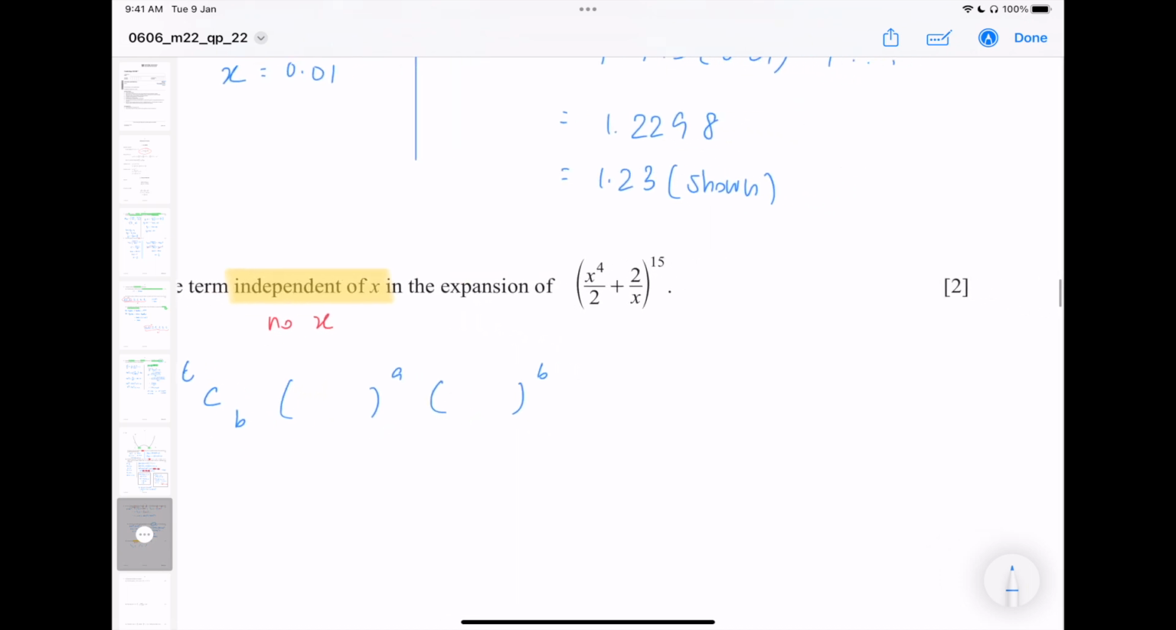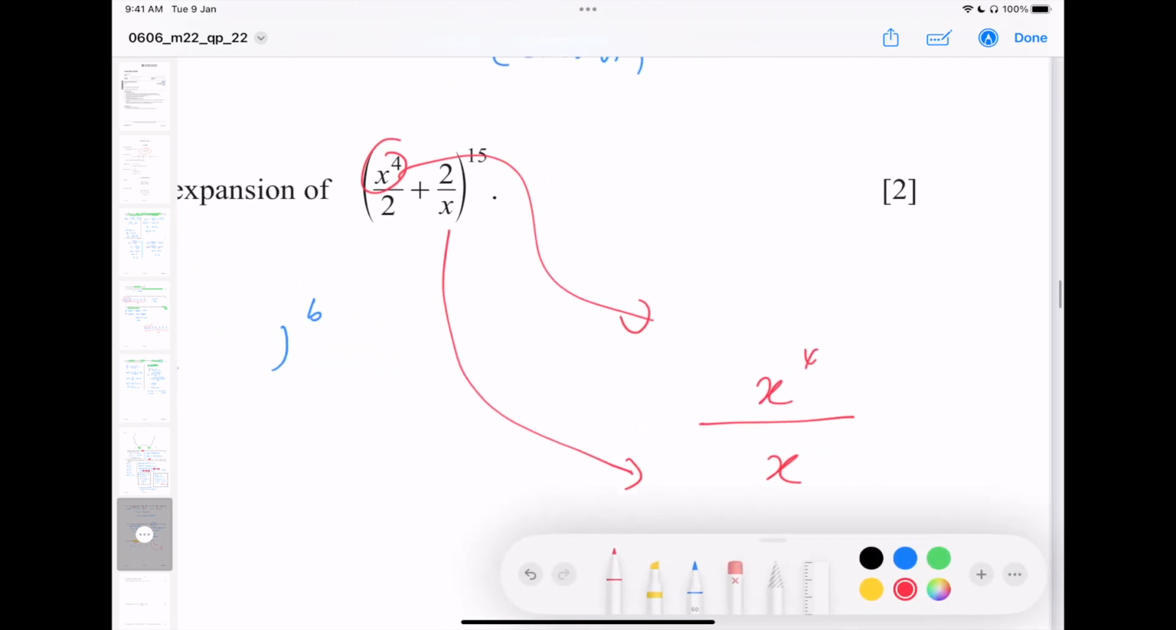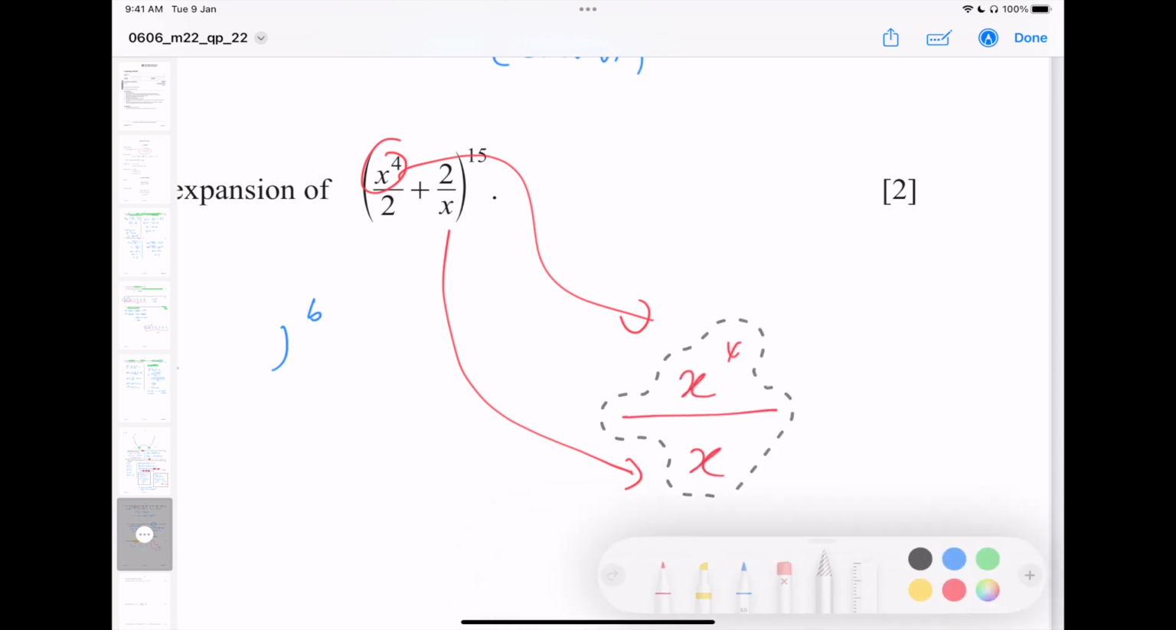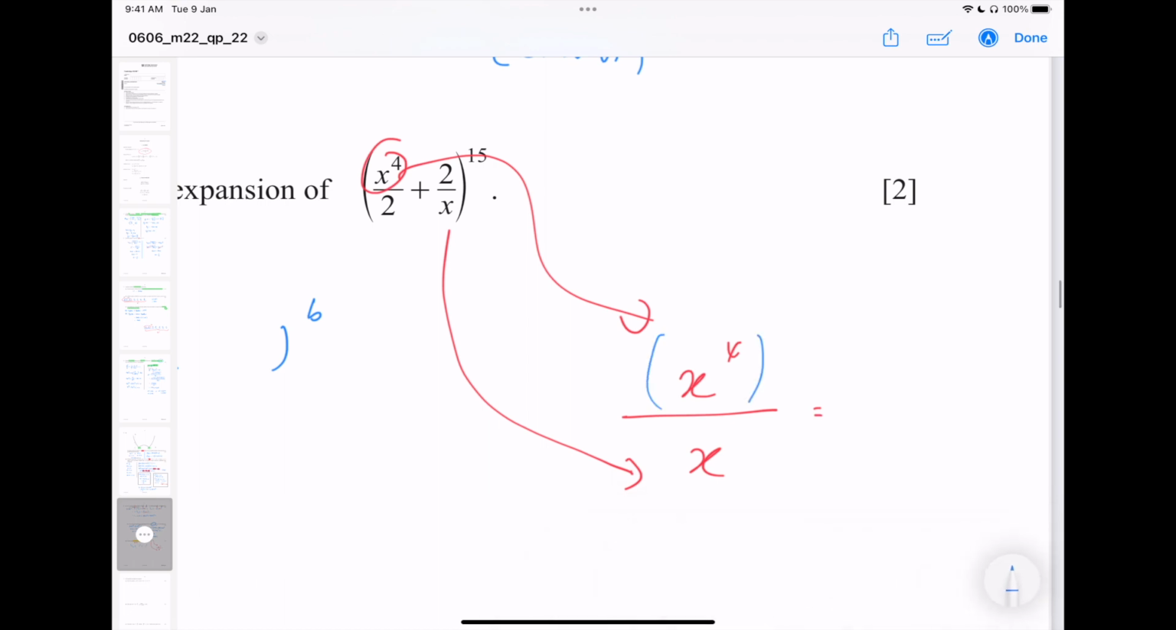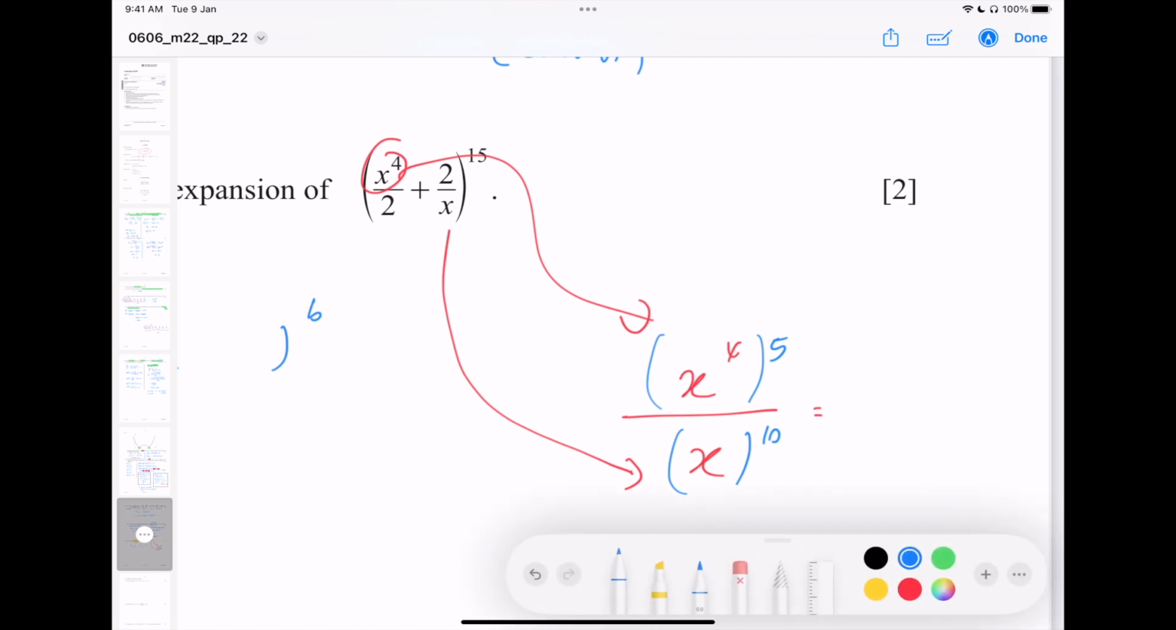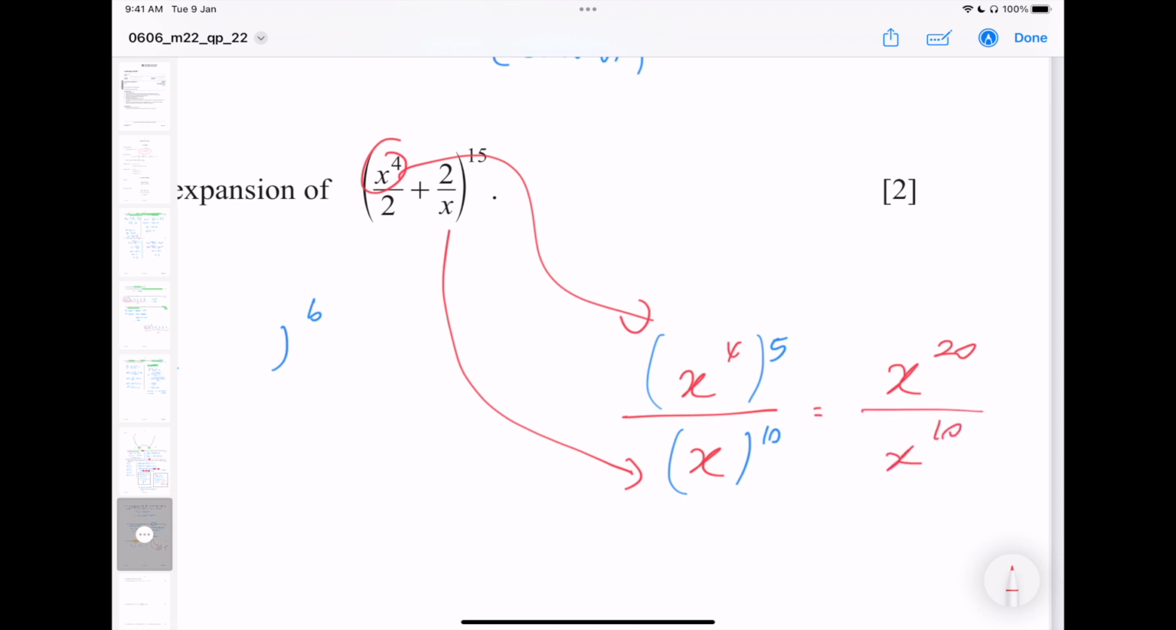Okay, what I'm going to do is I'm just going to test. I can see that there is an x powered 4 on the top, so x powered 4 over, on the bottom I have x. Now let's just pair the powers for a bit. Remember, your total power must be 15. If the top has a lower power, so maybe 5 and bottom power 10, you can see that the total is still 15. You're going to get x powered 20 over x powered 10, which doesn't help you get rid of x, right?